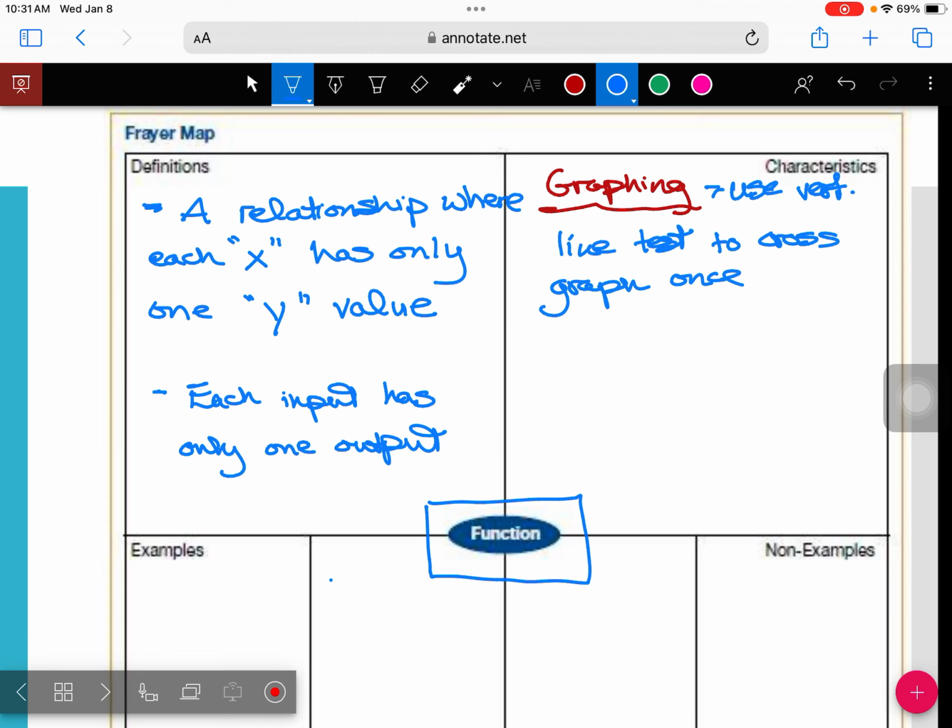I know. All right, so vertical line test, it can only cross the graph once. So if you have a graph like this, and your graph goes like this, and you check it with the blue vertical line test, yeah, that's a function.